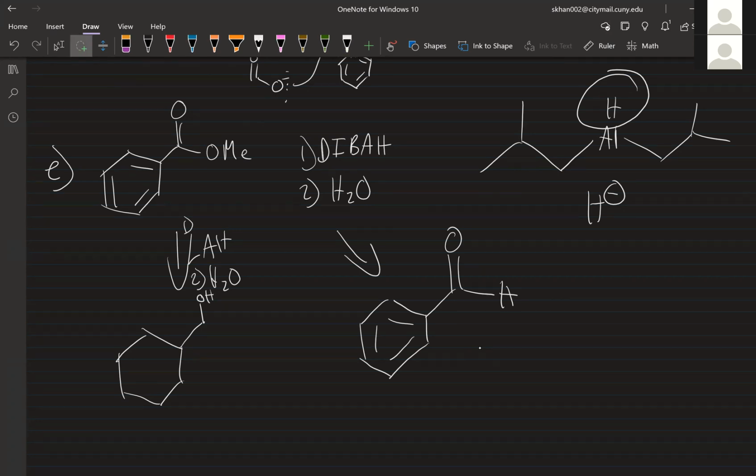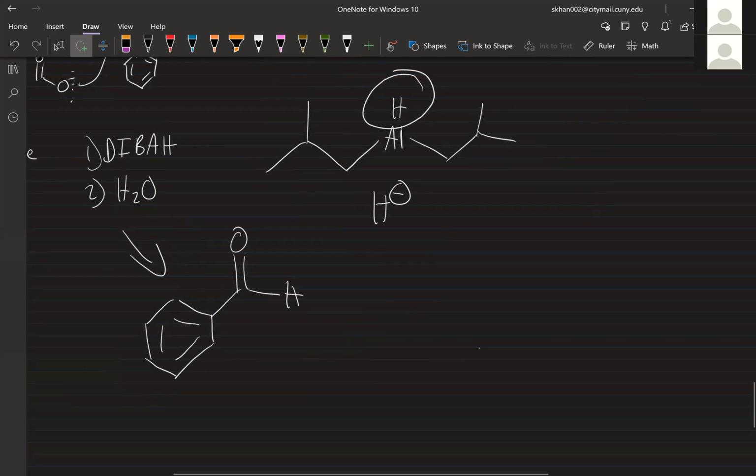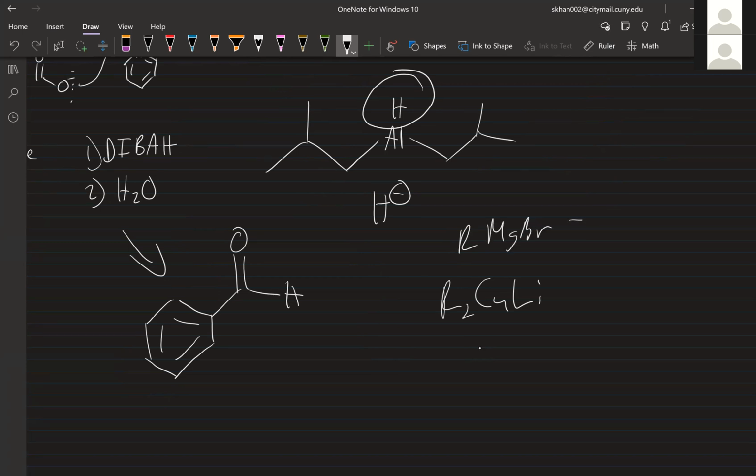This is what I was mentioning earlier: some of them are selective. They only stop after once. Another one of those is the cuprates. You guys learned about Gilman reagents, right? Pretty sure you should have. What is it? Organocuprates, R2CuLi, copper lithium. So this is called a Gilman reagent. It's similar to a Grignard. The main difference is Grignard adds twice. And how many times does the cuprate add?